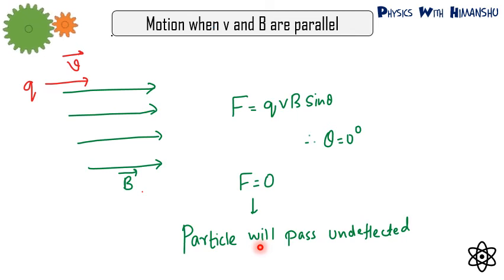So we have three cases now. If V and B are perpendicular, circular motion. If there is an angle theta between V and B, helical. If the angle is 0, there will be no deflection. The answer will be a straight line.